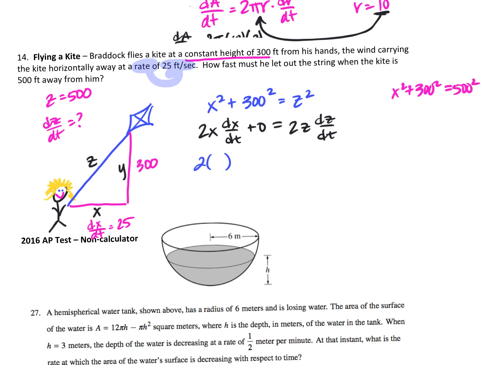You guys, don't do it. Don't do it. What's the shortcut? This is a what kind of triangle? 3, 4, 5 triangle. 3, 4, 5. So it's going to be 400.